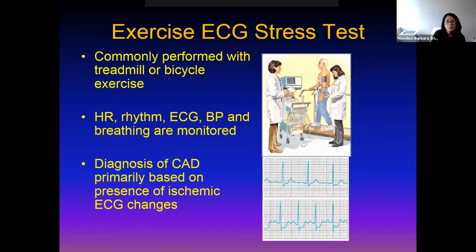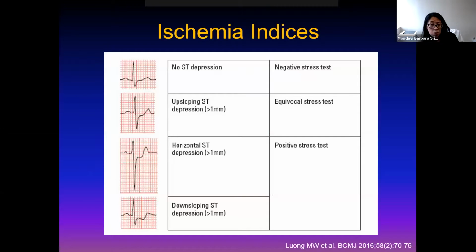All right, with exercise ECG stress test. So this is just the plain exercise stress test where we're only obtaining the EKG at baseline and then with exercise, and we're also getting other exercise parameters, what the heart rate is doing, what the rhythm is doing. The EKG and blood pressure and breathing are monitored. And diagnosis of coronary artery disease, again, obstructive coronary artery disease, is based primarily on looking for ischemic ECG changes.